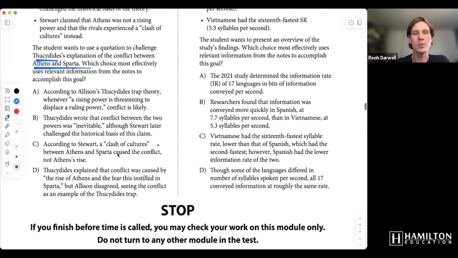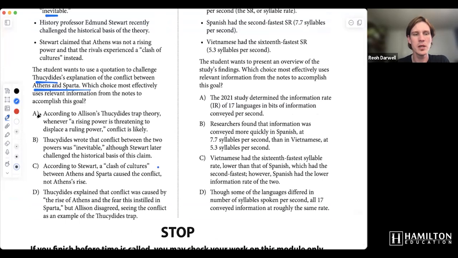All right, so A does a good job of explaining the Thucydides trap, but it doesn't show why it's wrong in explaining Athens and Sparta. B explains that Stuart did challenge the historical claim, but do we have a quote that challenges the claim? No. This quote doesn't challenge the claim, it supports the claim. C, now we get a quote that refutes Thucydides' explanation. So that's why C is correct.